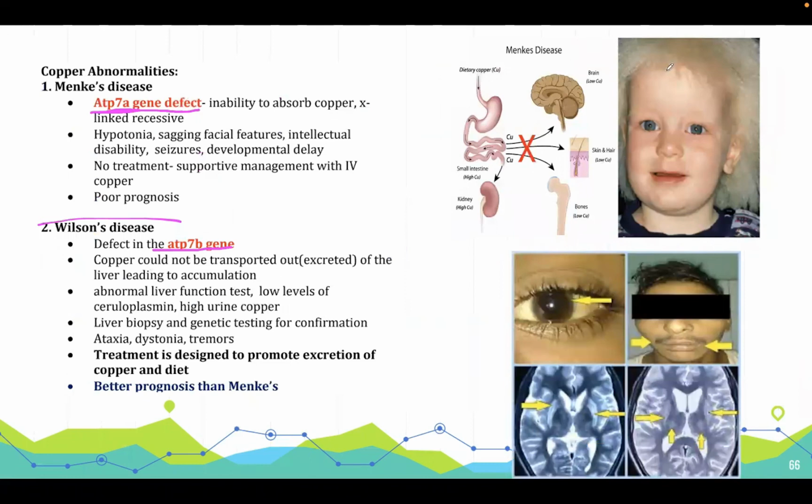So kita naman po dito si Menkes disease. Ayan, merong nakikitang inability to absorb copper and then magkakaroon po ng X-linked recessive disorder. So hypotonia, sagging facial feature, intellectual disability, the patient might experience seizure, meron siya mga episodes of seizure, and then merong developmental delay. So there is no treatment, dapat lang merong supportive management with IV of copper. So meron siyang poor prognosis. Mas okay po si Wilson's disease to look at the silver lining kasi meron siyang better prognosis compared sa Menkes disease. Kasi meron siyang treatment. Treatment is designed to promote excretion of the copper and diet.